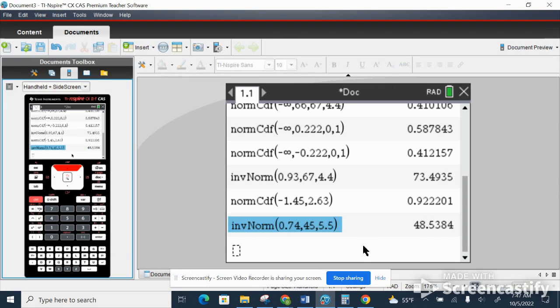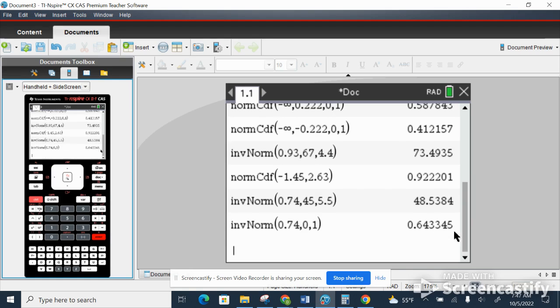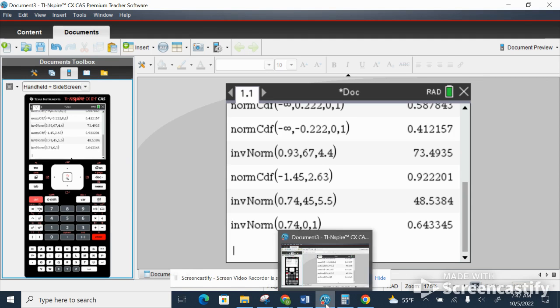Now, what I didn't get right away is, of course, the z-score. So I probably want to go back and put a 0 and a 1 in here and get the z-score. That's the z-score. Be careful. I get students that do the inverse norm, they get the z-score, it looks like a percent, and they put the answer as 64%. Again, don't be that student, okay?